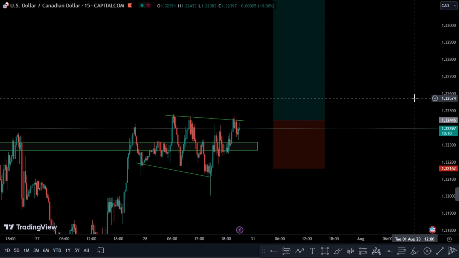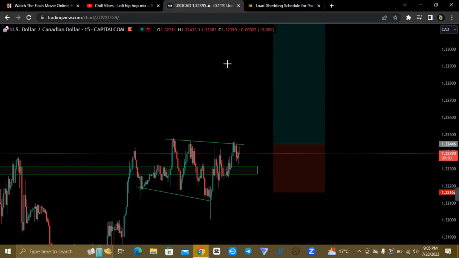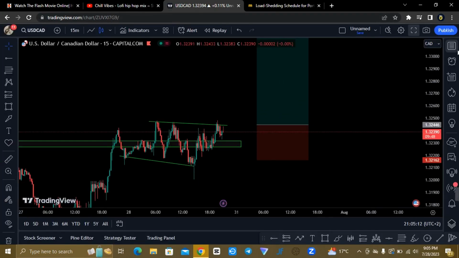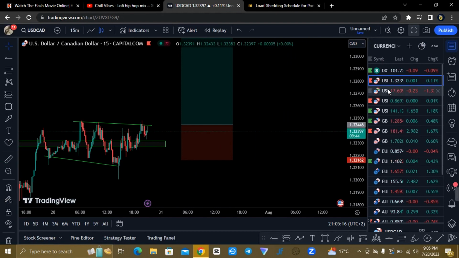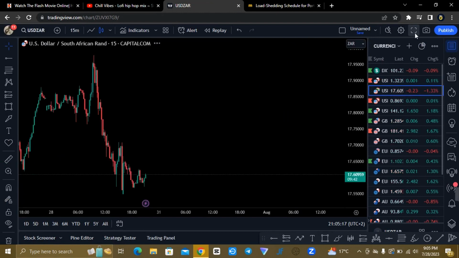Okay, let's ignore this pair right here. This is the pair that I'm looking into for the upcoming week, but I will be sharing also my weekly analysis on Sunday, based on the trades that I'm going to be anticipating for the upcoming week. So with that being said, let's quickly jump into this instrument that we are going to be using, which is USDZAR. We are going to be using USDZAR for this strategy.